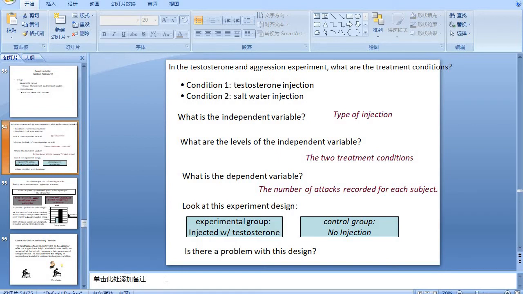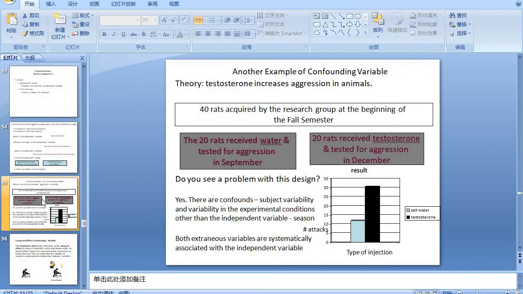There are two possible explanations. One possibility is testosterone is making the difference. The other possibility is the needle. The needle really might make some of the rats more angry, more upset, more agitated, more aroused. So that might explain the difference in aggression. In experiments, you must control all confounding variables. There are different ways you can have a confounding variable.